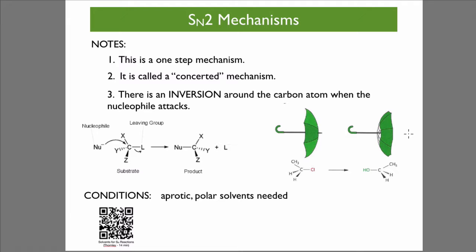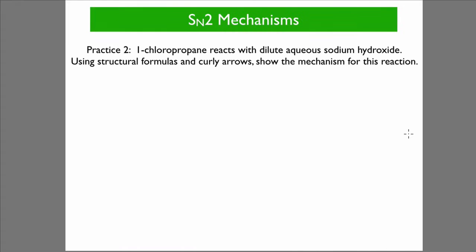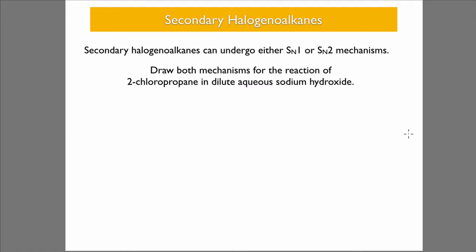We use aprotic polar solvents for this reaction. Aprotic means solvents that do not make hydrogen bonds. An example would be propanone or ethanenitrile. They don't block the nucleophile from attacking. Okay, have another go with that one, please. And you can also have a go at that. So take your time, complete those two slides.